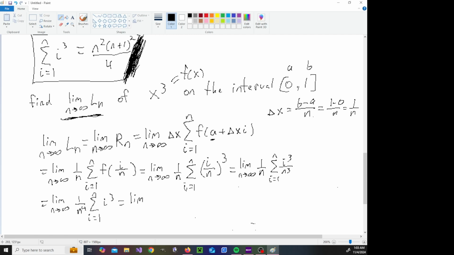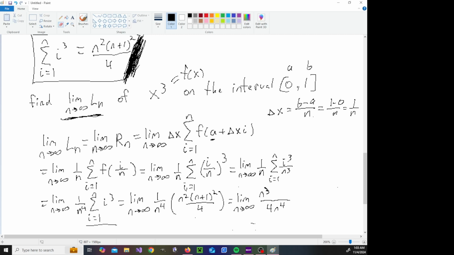Well, it told us this neat fact up here that we're going to use, so let's just replace that sum with the formula that it gave us. So this is the limit, as n goes to infinity, of 1 over n to the fourth times n squared times n plus 1 squared over 4. Well, I can distribute this n squared to both pieces. Limit as n goes to infinity, and I can write this n over 4 under here. So this is 4 times n to the fourth. Now n squared times n is n cubed.